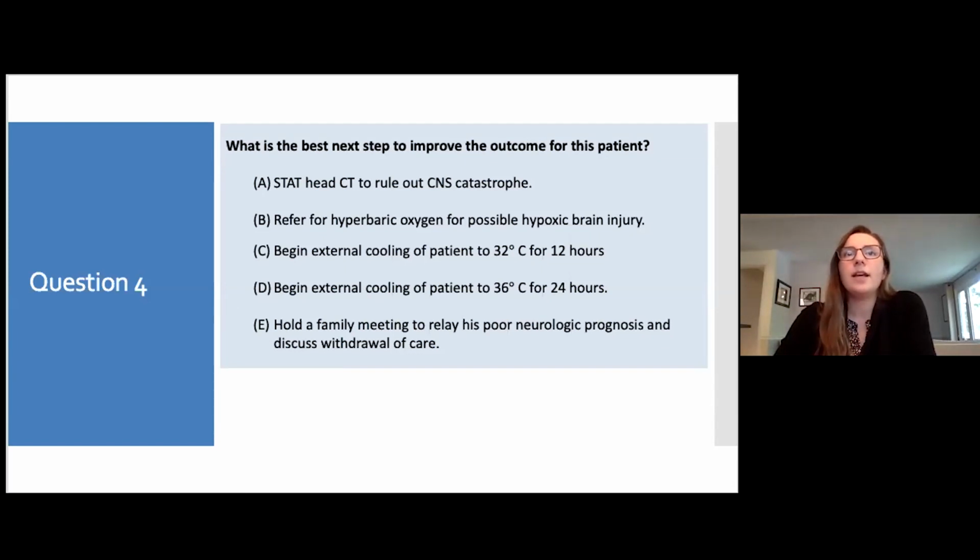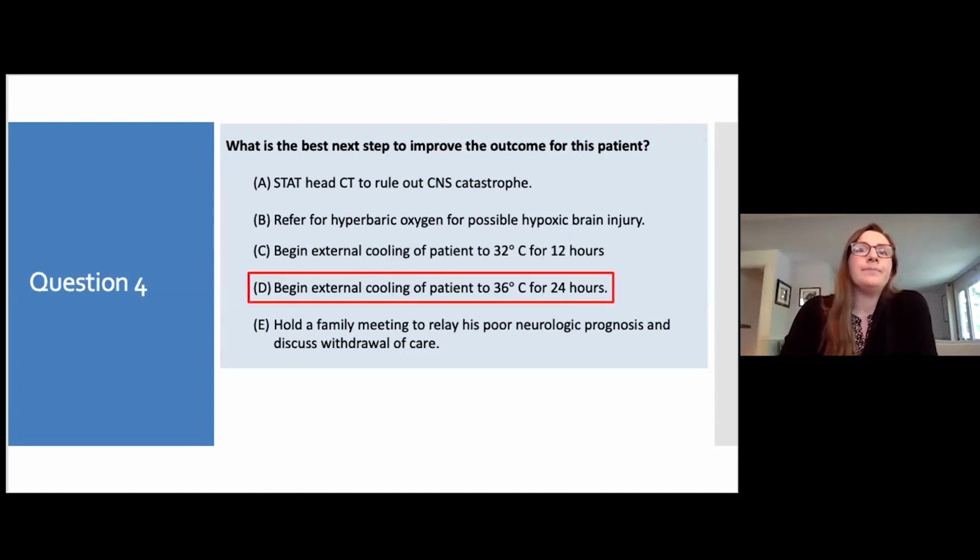Is it A, a stat head CT to rule out CNS catastrophe? B, refer for hyperbaric oxygen for possible hypoxic brain injury? C, begin external cooling of the patient to 32 degrees Celsius for 12 hours? D, begin external cooling of the patient to 36 degrees Celsius for 24 hours? Or E, hold a family meeting to relay his poor neurologic prognosis and discuss withdrawal of care? Take a moment to think about that. The correct answer is D.